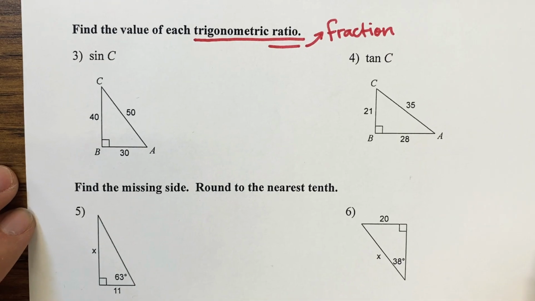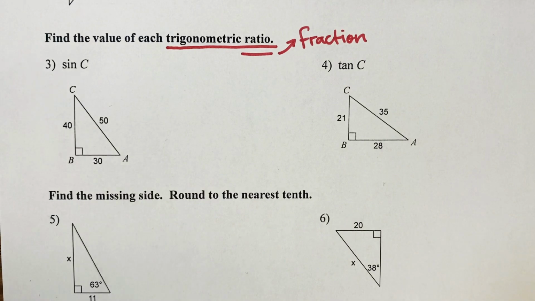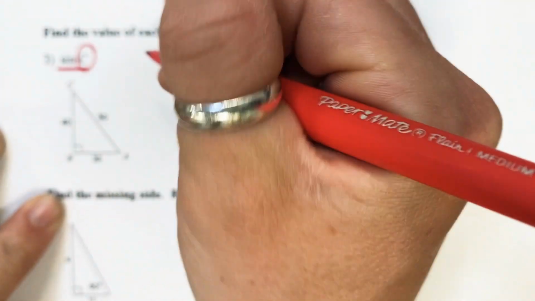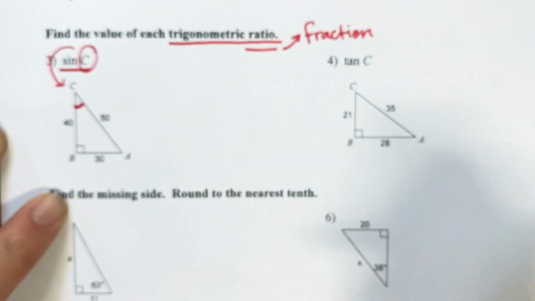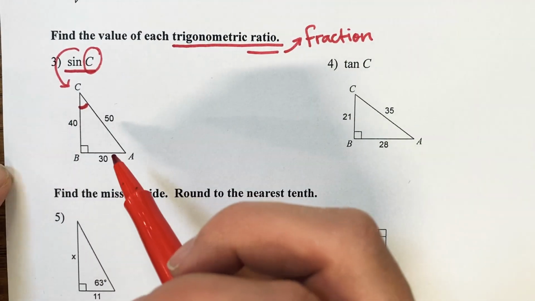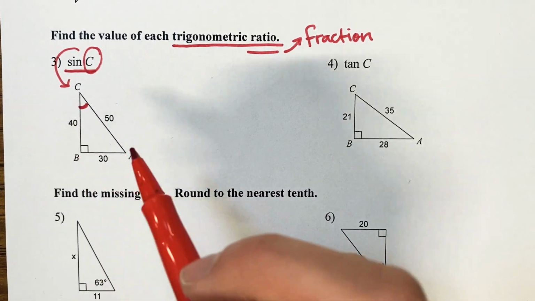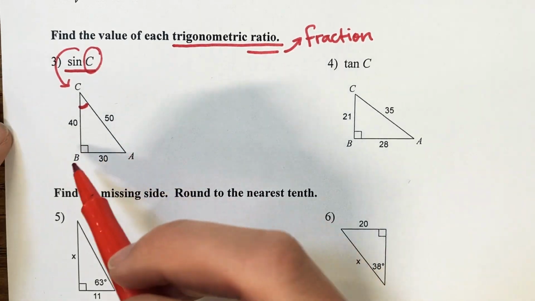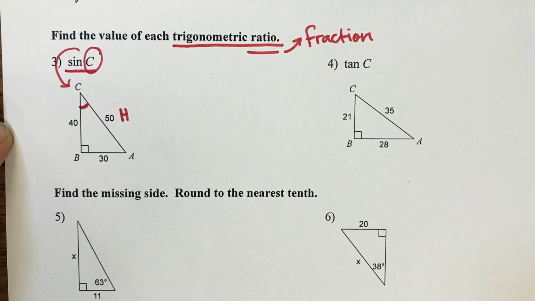So for number 3, it wants us to find the sine of C. Okay, so if we're looking for sine of C, always look at the angle that it wants. Okay, angle C is right there. Okay, so now looking at angle C, we need to identify the opposite, the adjacent, and the hypotenuse sides, all three sides. Okay, well, the hypotenuse is really easy to identify because it's always right across from our right angle. Okay, so we know that 50 is our hypotenuse.